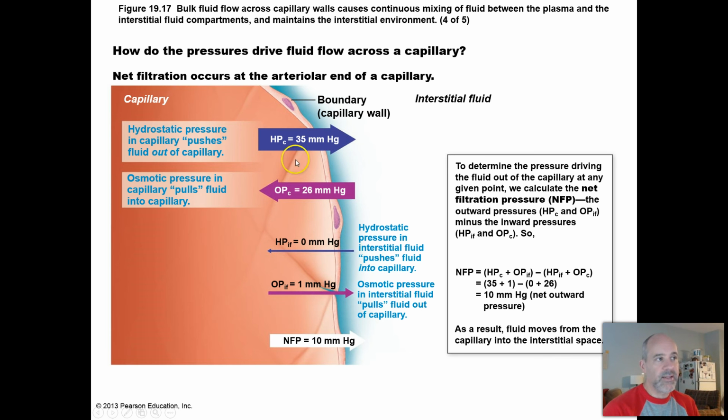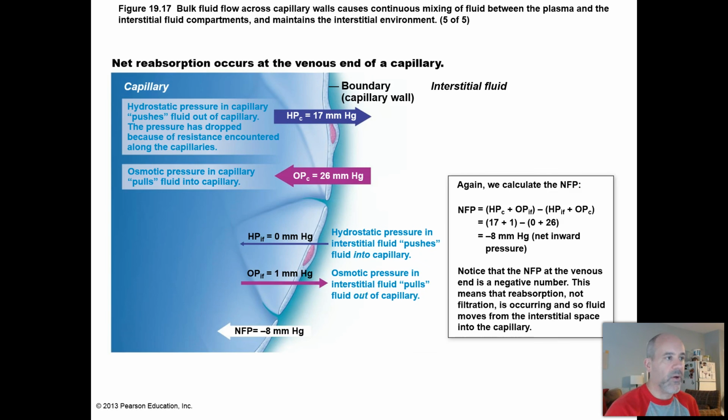So if you put all these things together, you've got 35 pushing out, and 1 millimeter of pressure being sucked out due to the solutes in your tissues. That gives you 36, and that's opposing an osmotic pressure of about 26 that's trying to pull fluids back in at this end of the capillary. That gives you an overall difference: the outward forces are 10 millimeters of mercury higher than the inward. So the net result is you tend to push fluid and solutes out of the capillaries at the arteriolar end.